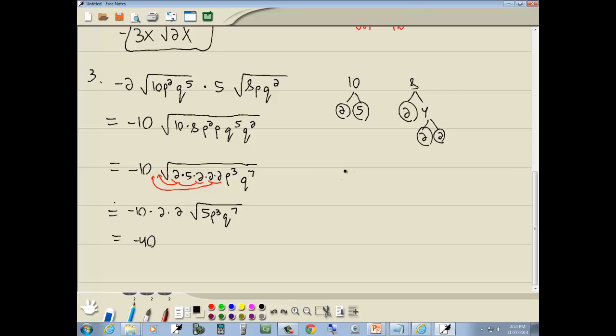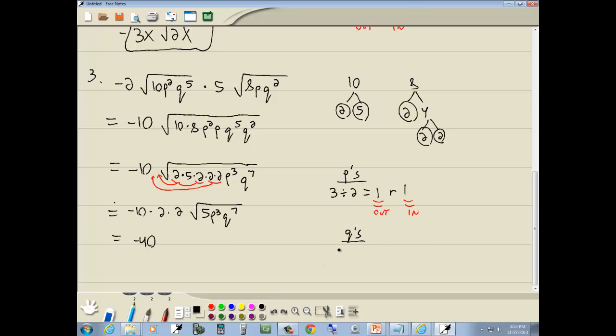Let's look at our P's and Q's. P's. We're going to take our power, which is 3, divide by our index, which is 2. That gives us 1 with the remainder of 1. Now this is how many are going to come out. This is how many are going to stay in.